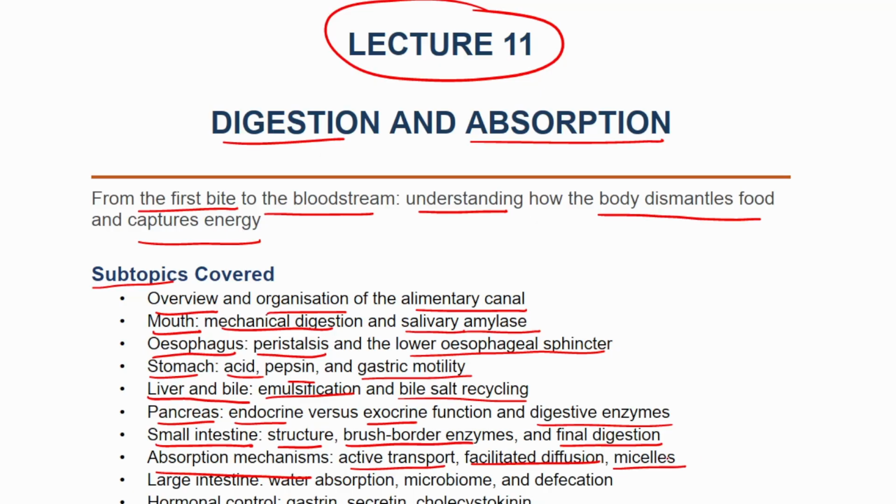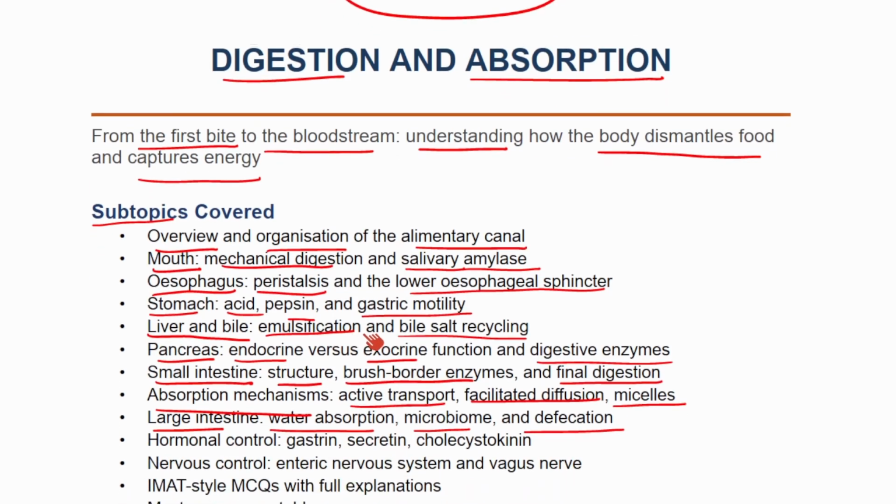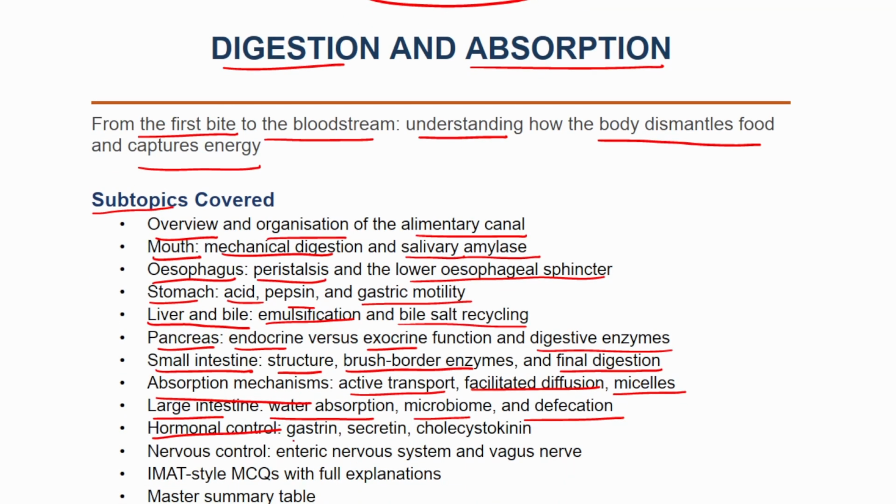Next, we will move to the large intestine to cover water absorption, microbiome, and defecation. To understand how this all is coordinated, we will look at the hormonal control, specifically gastrin, secretin, cholecystokinin, as well as nervous control, featuring the enteric nervous system and vagus nerve. Finally, to wrap it all up, we will tackle 10 IMAT-style MCQs with full explanations and review everything with a master summary table. So let's get started.